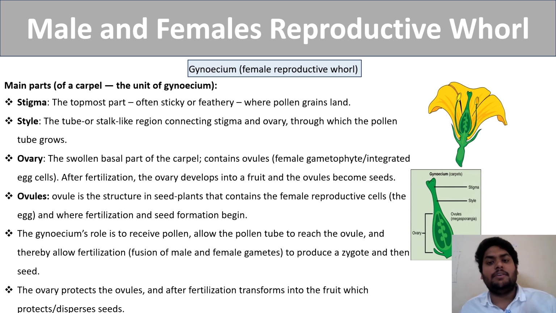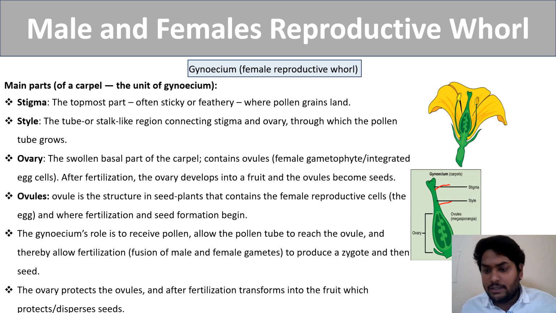After that, this is the female reproductive part, the gynoecium. Its main parts are the stigma, style, ovary, and ovules. As you can see, this is the stigma. This is the topmost part, often sticky, where the pollen grains land. And this is the style, the tube or stalk-like region connecting the stigma and ovary, through which the pollen tube grows.